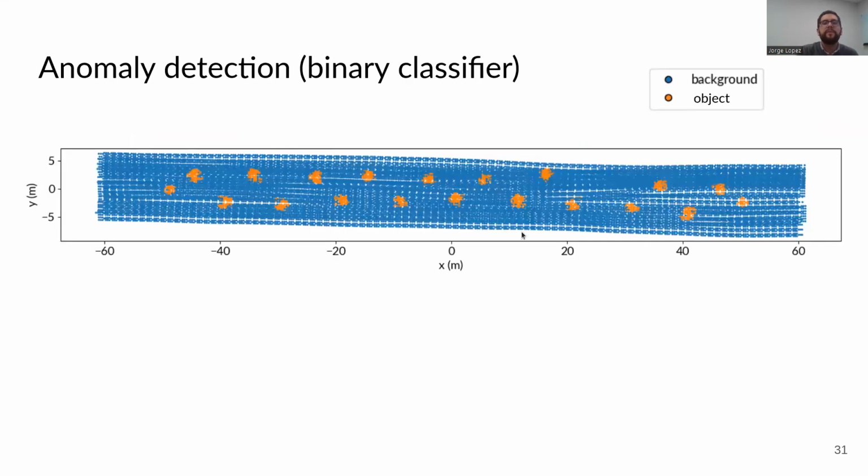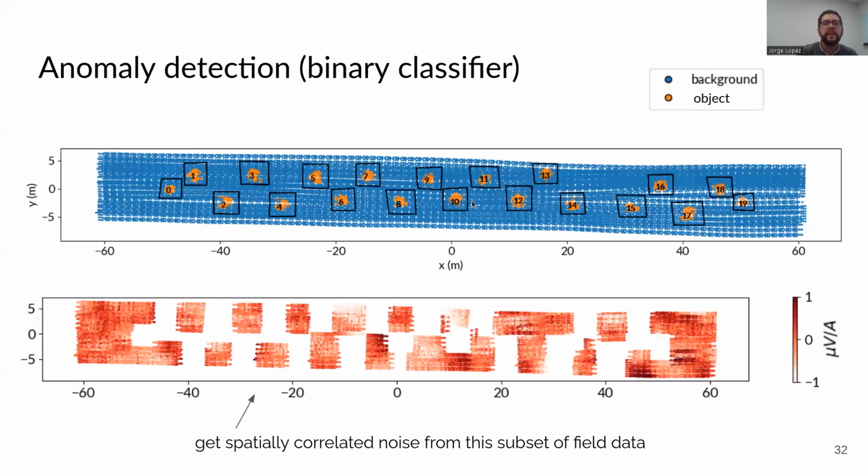So this is the output of the first step of our workflow. This is the anomaly detection, so we can see that we detect all the objects in the background. And then this is the step of estimating the spatially correlated noise that I was just telling you about. All these cells were manually picked.